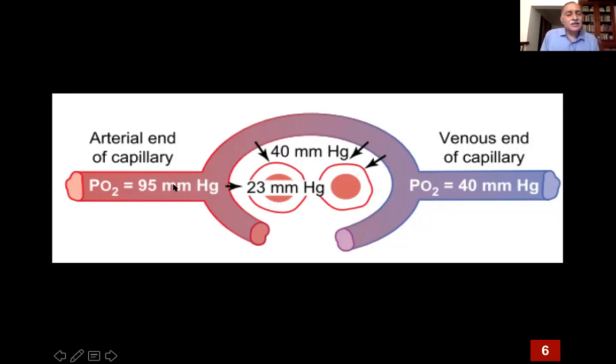So you have a gradient from the arterial end of the capillary of 95 millimeters of mercury for the oxygen to enter into the tissues, which is at 40 millimeters of mercury. And from there, it enters into the individual cells because of a gradient between 40 and 23 millimeters of mercury. So this is the final step by which oxygen enters from the capillaries perfusing an individual organ into the tissue spaces that are surrounding the individual cells and eventually enters the cells.